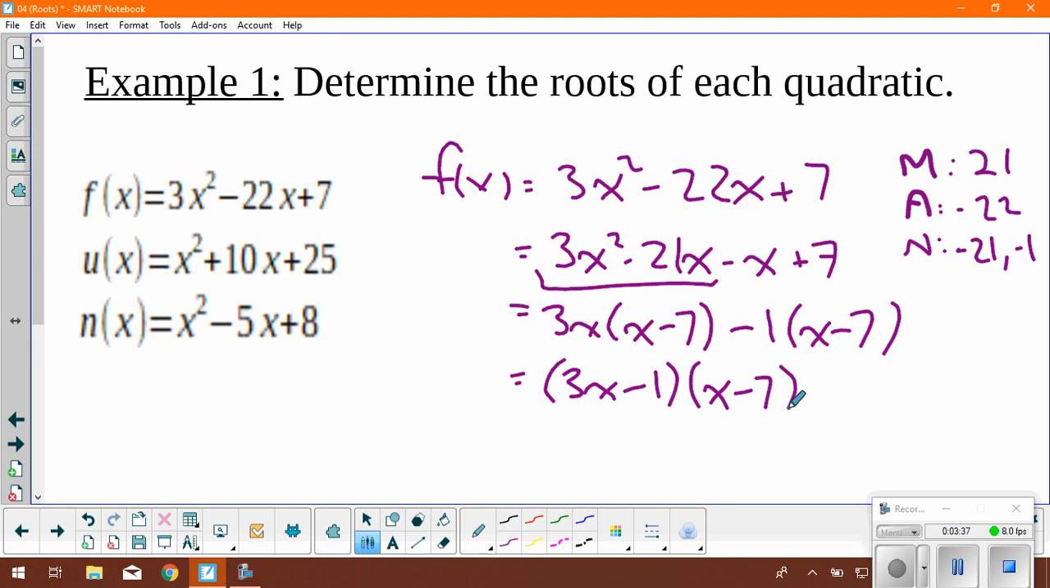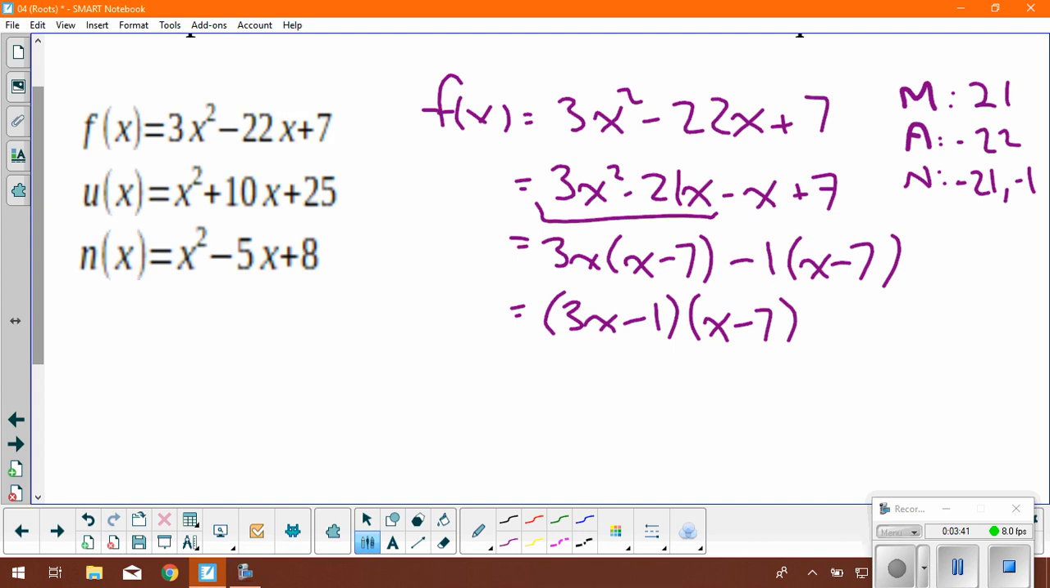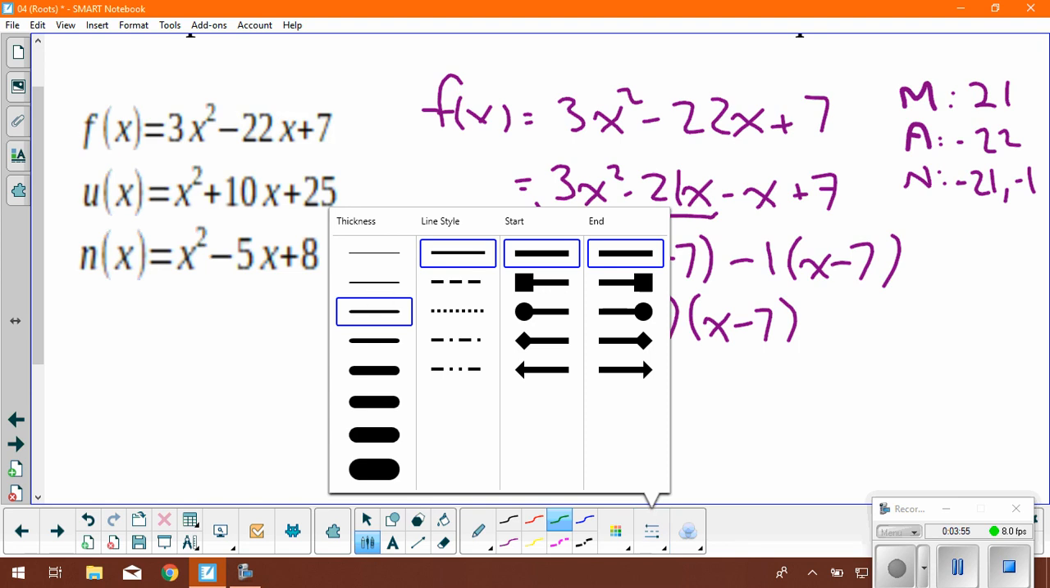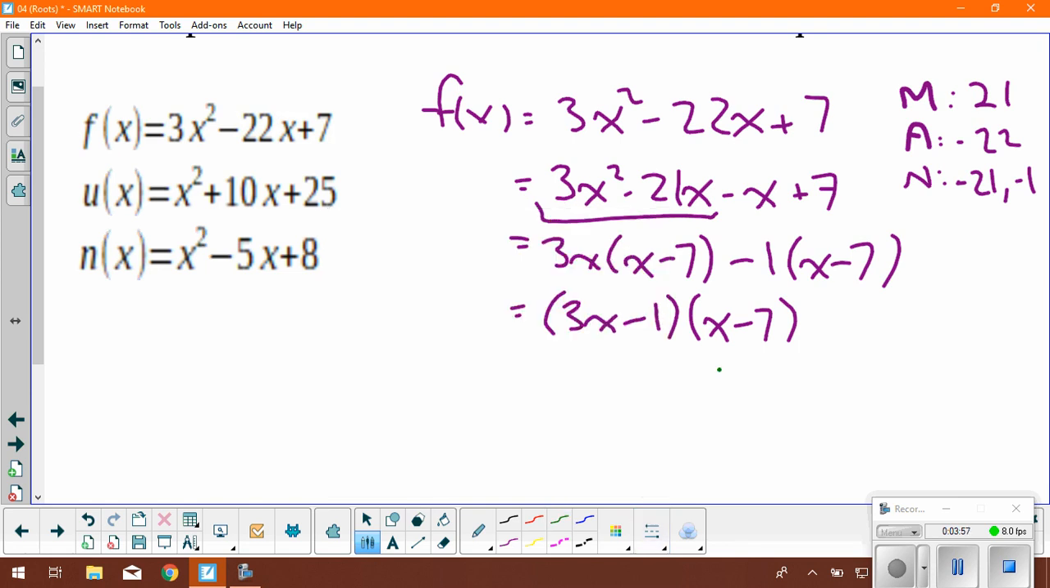So for my actual roots, once I have the factors, with enough practice we know we can read these off. For example, from the second bracket there, right away we can say this gives me a root of x equals 7. It's the opposite sign. For the other one, with practice, you can probably see that it's going to be 1/3.